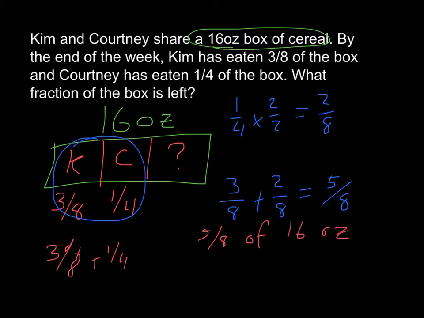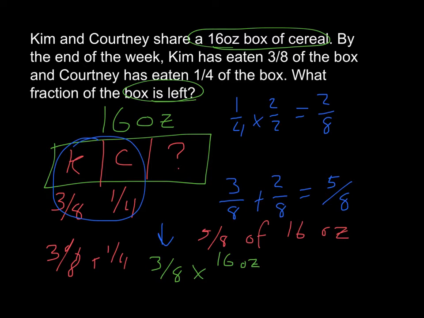Now I can say that 5/8 of 16 ounces have been eaten, or I can say 3/8 of 16 ounces remain. And I'm going to do 3/8 times 16 ounces because I'm looking for what is left. Actually, what I've already done here is I said that 3/8 remain, and that tells me what fraction is left. But I want to take it one step farther, and I want to see how many ounces are left.